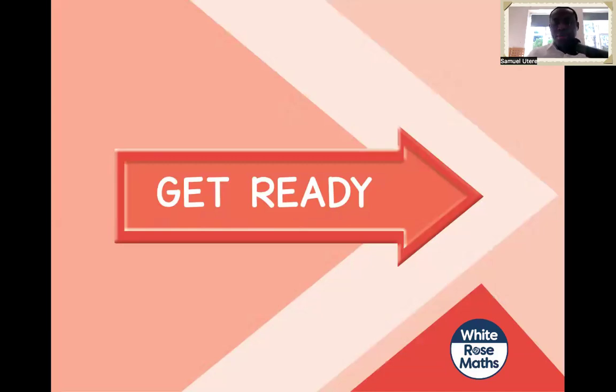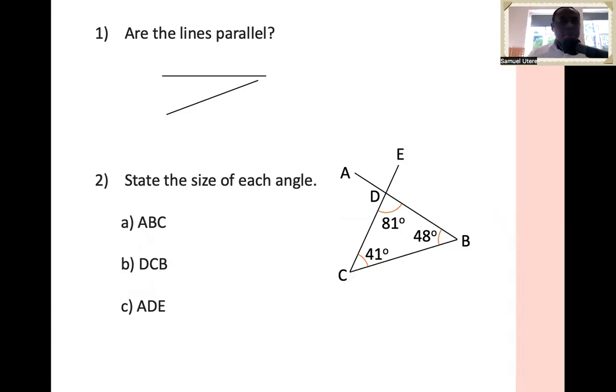Before we start, I would like you to pause the video and answer these retrieval practice questions in 3 minutes. Assuming you've paused the video and you've answered the retrieval practice questions, let's review the answers. For question 1, you were simply asked whether the lines are parallel. No. If we continue to draw these lines, they will meet, so they're not parallel.